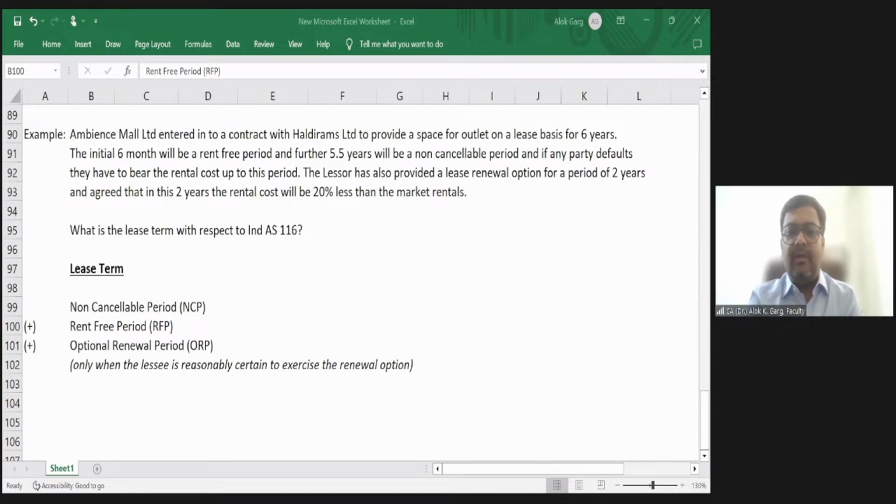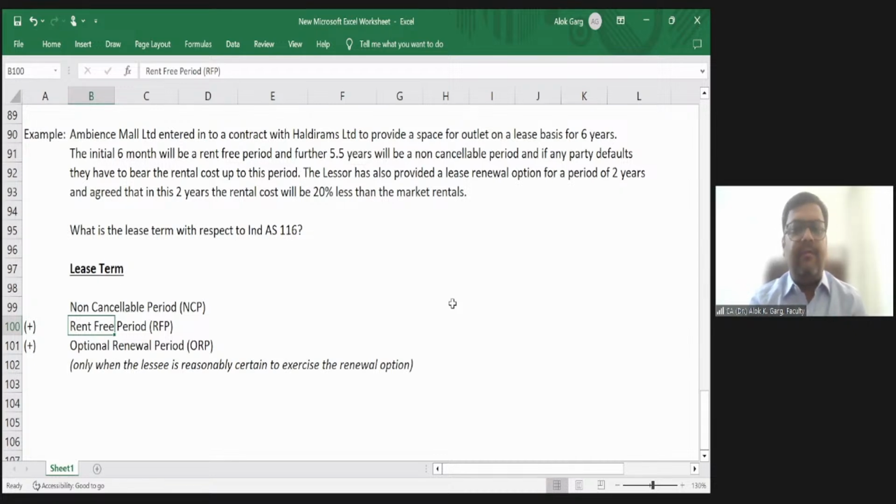Okay. My question is, in this case, whether there is a reasonable certainty that the lessee will exercise this renewal option or not. Is there a reasonable certainty that the lessee will avail the renewal option? Answer is yes. The lessee will avail the renewal option because the lessee will get the property on a rental which is less than 20% from the market rental, right? So there are high chances that the lessee will exercise the renewal option.